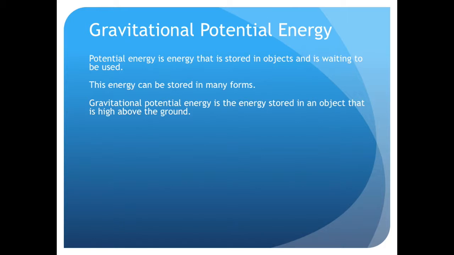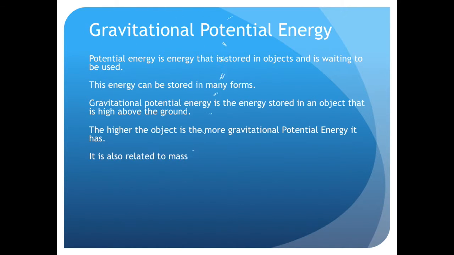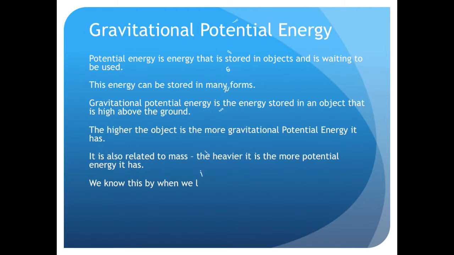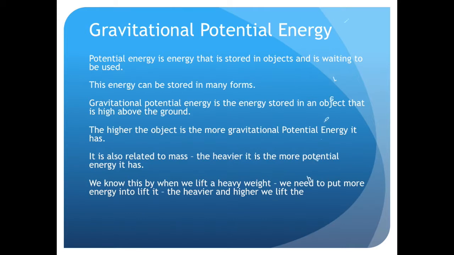So whether that's 1 centimetre above the ground or 1 kilometre above the ground, as soon as it's off the ground, it's got potential energy. The higher the object, the more gravitational potential energy it has. And it's also related to the mass. So the heavier it is, the more potential it is. If you've got something that's heavier and higher, then it's going to have more potential energy.